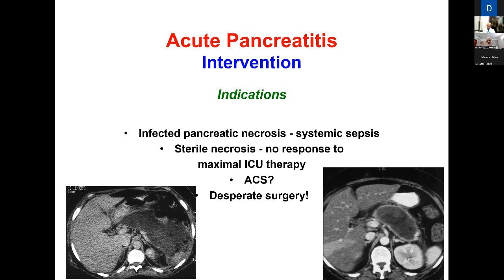Sterile necrosis, only if it is not responding to maximal intensive therapy over a period of time with no improvement in organ function, may be an indication for intervention. And abdominal compartment syndrome is a very debatable issue. And desperate surgery, that means when nothing else is working, your intensivist says that please operate upon the patient, is again something which is very, very controversial.